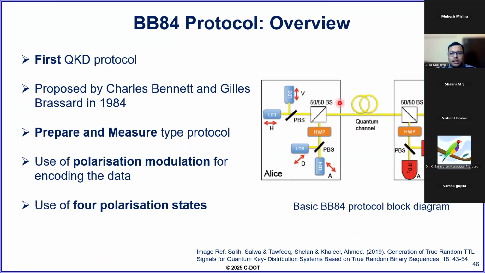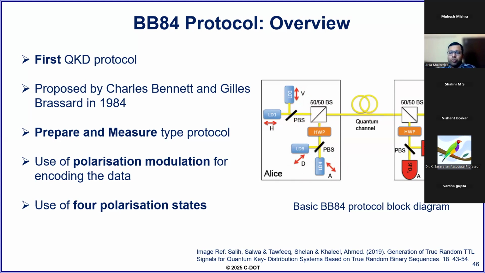And here you can see this is Alice's structure. Here we have four lasers. These four lasers contribute to preparation of states in two bases. So one is horizontal and vertical in rectilinear basis, diagonal and anti-diagonal in diagonal basis. And then all these states are merged over a quantum channel. Then they are sent to Bob.